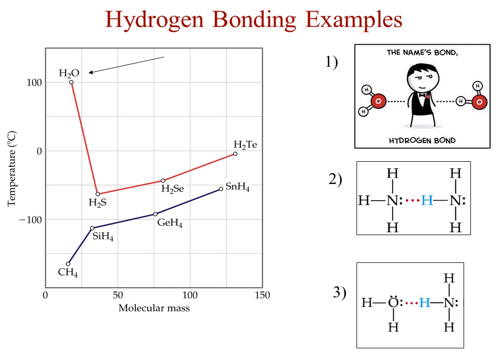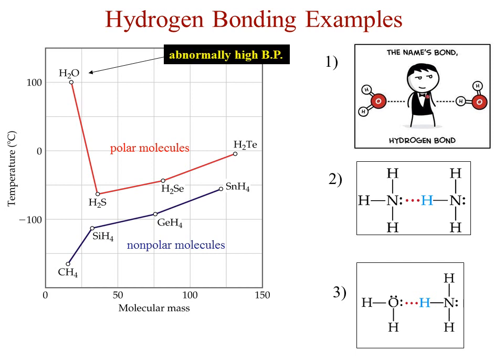Now, what does the chart show? The chart shows that nonpolar molecules generally have lower boiling points than polar molecules, but if you look at where water is located on this chart, even though it has about the same molecular mass as CH4, it has an abnormally high boiling point. So we would normally see a trend of nonpolar molecules having lower boiling points than polar molecules, but H2O is just a freak.